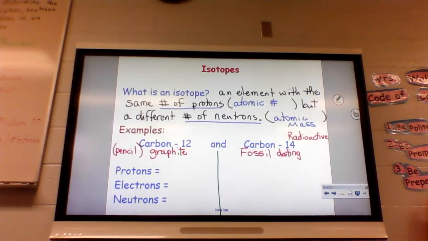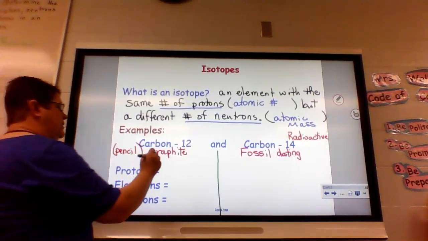Look towards the top right. Top right. Okay. Miss Brown? Okay, I found it. What is it? 6. Very good. All right. So, the atomic number is 6.